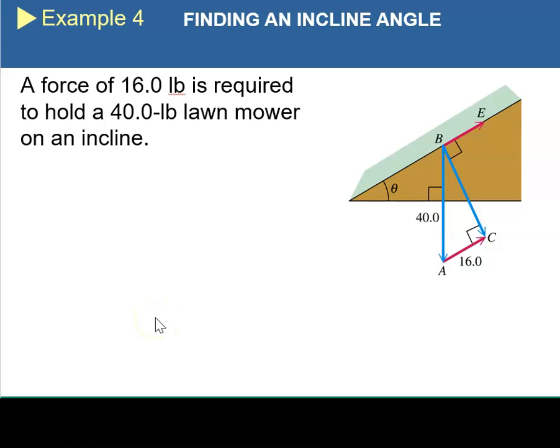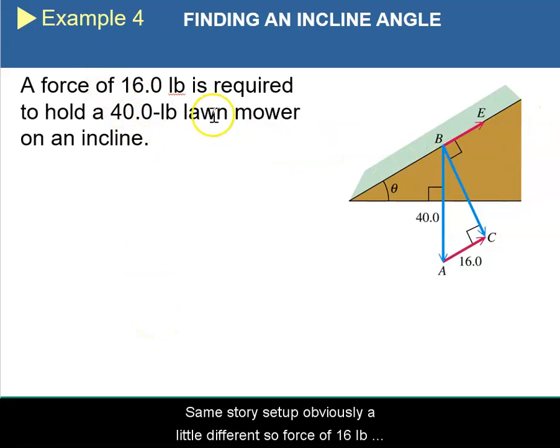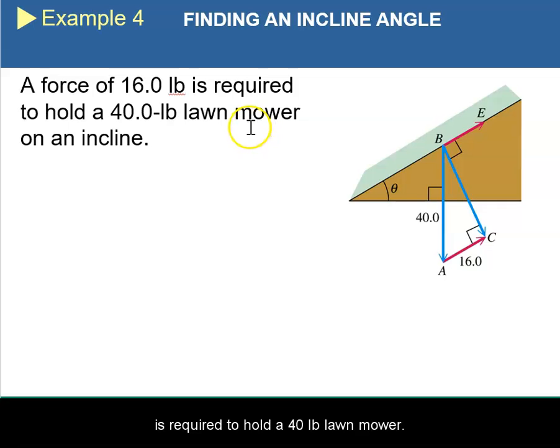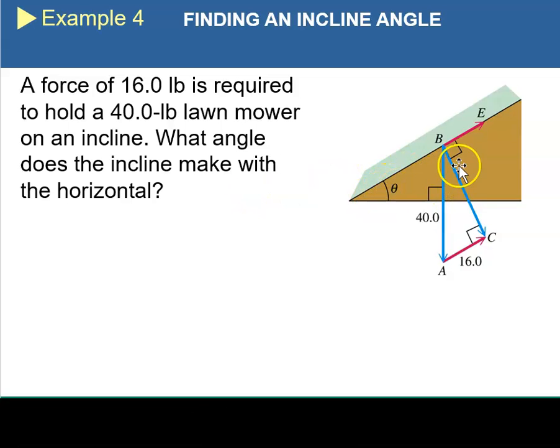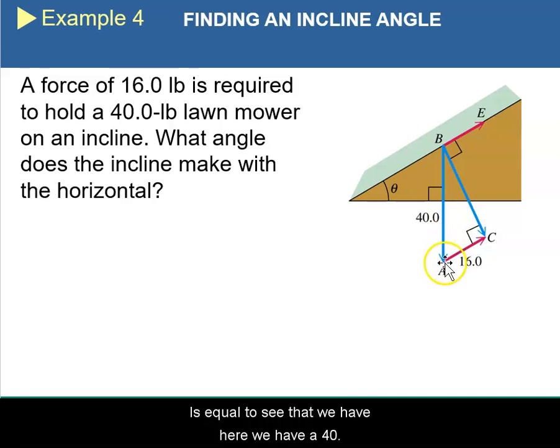All right. So same sort of setup, obviously a little different, right? So a force of 16 pounds is required to hold a 40-pound lawnmower on an incline. So that's this vector. This BE is going to be the 16 pounds, so as you can see, we equated those. What angle does the incline make with the horizontal? So here we're trying to find this theta, and we already know from our last example that this theta is equal to CBA. That's the equality that we have here. So we're going to use this triangle again to find CBA.